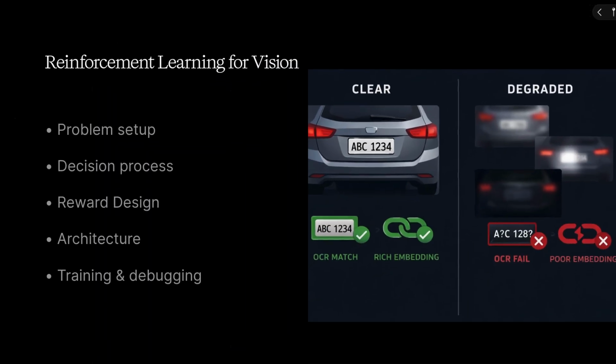In this video, we're going to break down how this project uses reinforcement learning in computer vision. We're going to cover the problem, the decision process, the reward design, the architecture, the training strategy, and how to debug it so you can apply these ideas yourself.